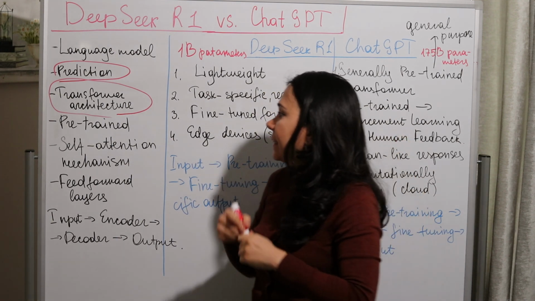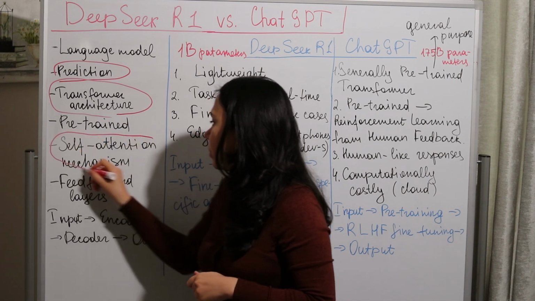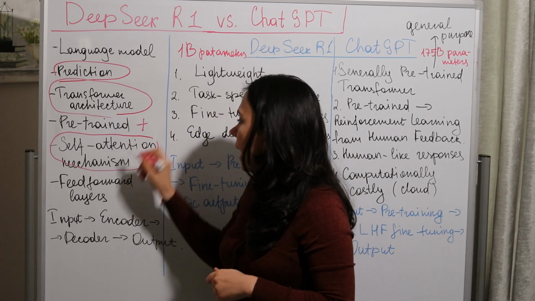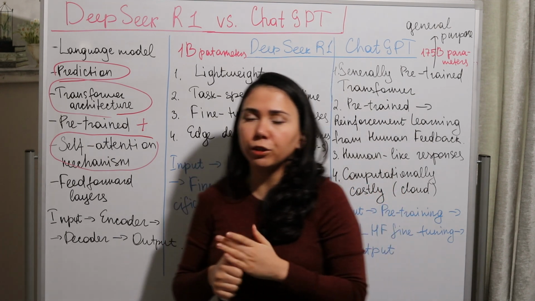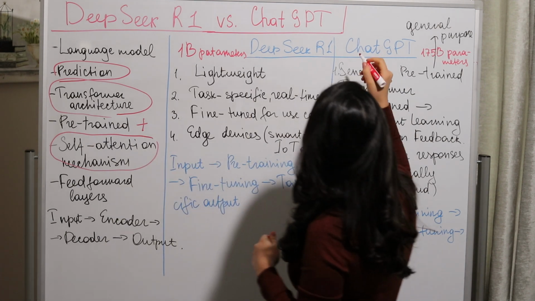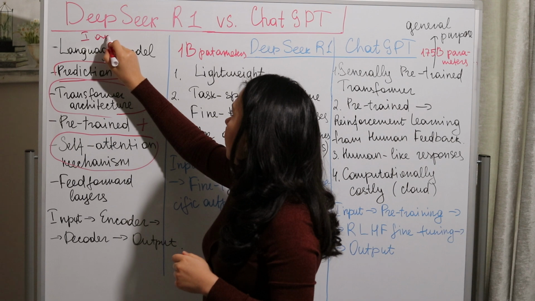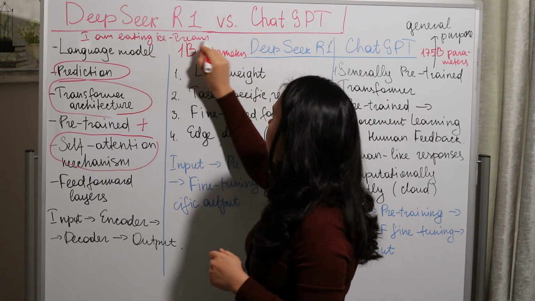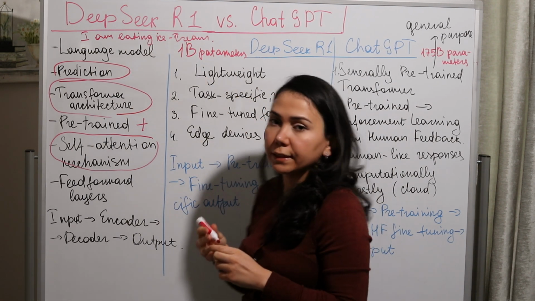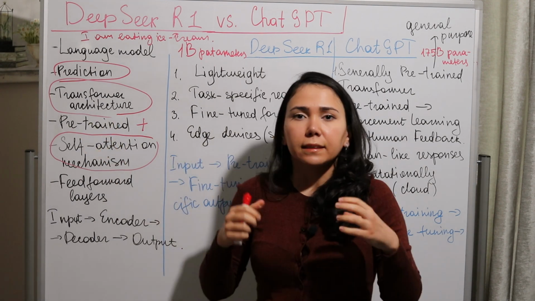They have a self-attention mechanism. So they are pre-trained, right? And they have a self-attention mechanism. What is self-attention? Let's go back to this example. I am eating ice cream. And imagine I supply a couple of sentences like this, basic sentences, to AI.